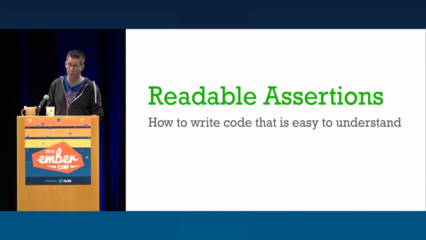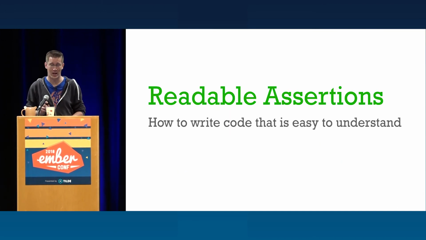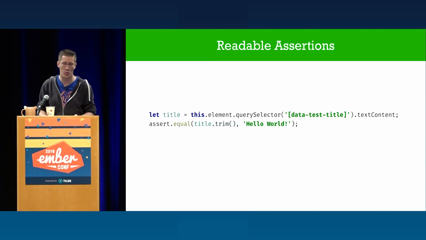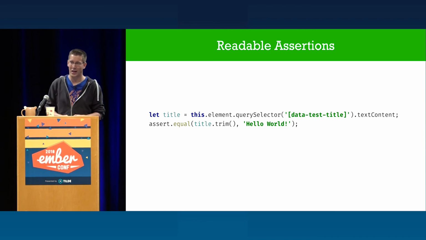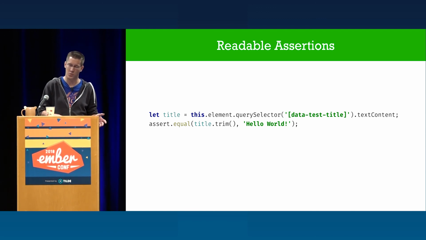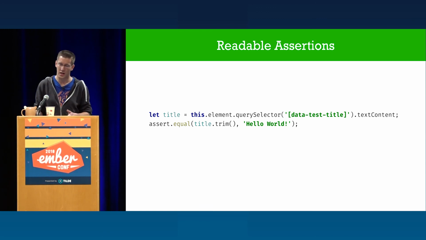Next thing I have is readable assertions. That's one thing that really annoyed me about QUnit because its assertions are a lot more verbose than, say, chai.js. So let's say we want to run this assertion. It's not exactly obvious what we're testing there. I mean, if you take a second, you can see we're asserting a text content, we're trimming that, we're running the test that is this hello world or not, but it's not that readable.